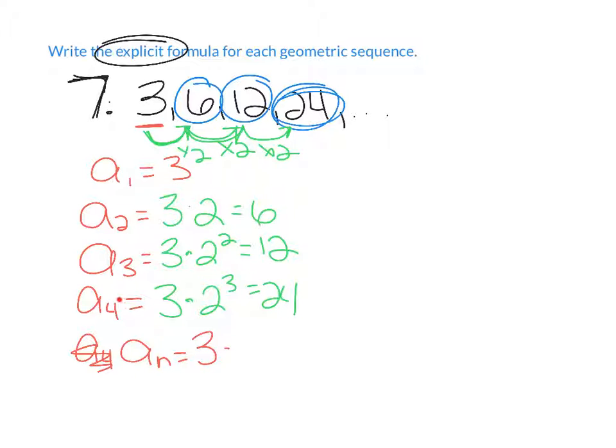Notice, if I'm looking for a sub 4, I did 2 cubed. If I'm looking for a sub 3, I did 2 squared. If I need a sub 2, it's 2 to the first. And here, if I wanted to, I could say this could be 3 times 2 to the 0. 1 minus 1 would work. So the pattern is we start at 3, and then I'm going to multiply by 2 one less time than the term number I'm looking for. That's your explicit formula right there.